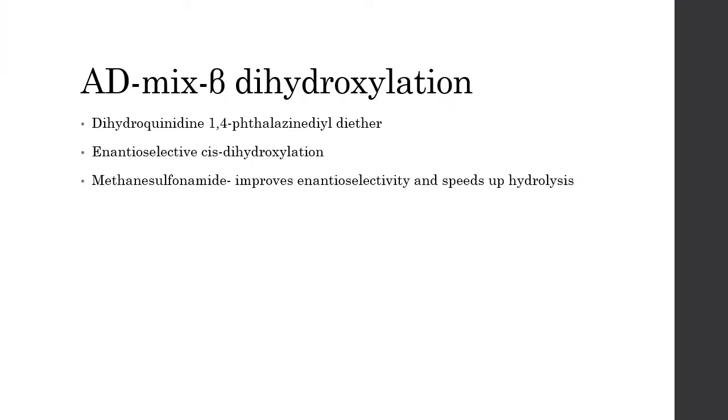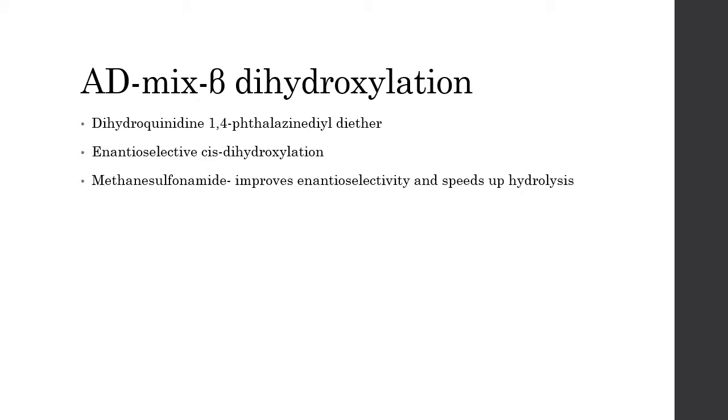So before I get into the mechanism for AD-mix beta, I'm going to just talk about it a little bit. AD-mix beta dihydroxylation, AD just stands for asymmetric dihydroxylation, and it's also called Sharpless asymmetric dihydroxylation. In this reaction, hydroquinidine 1,4-phthalazinediyl diether is going to be the ligand that comes in. The reason why we use this AD-mix beta instead of osmium tetroxide or KMnO4 for syn dihydroxylation is because this one is enantioselective and is going to give us a certain enantiomer. I will show you in a moment.